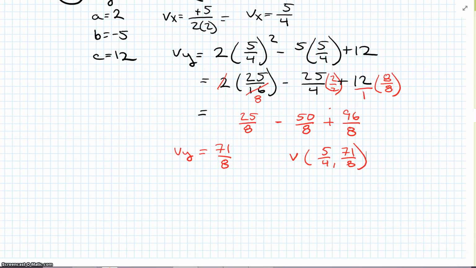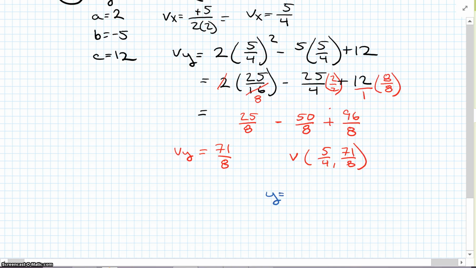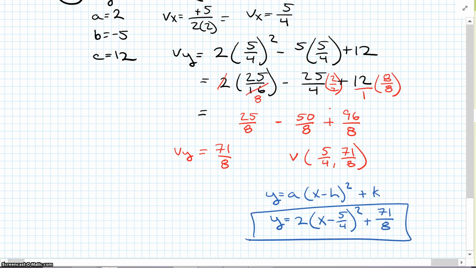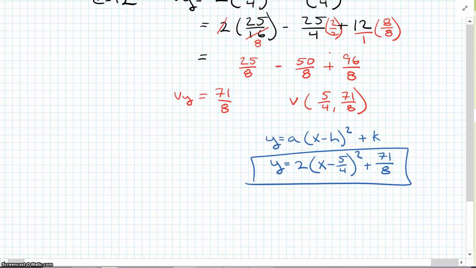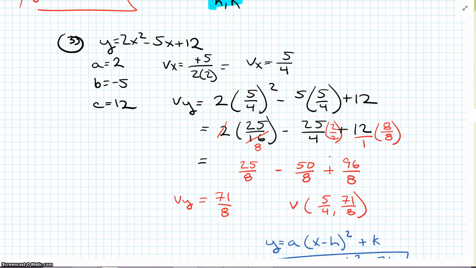So can I write this now in vertex form? Absolutely. Y equals, you remember, a times (x minus h) squared, no matter how ugly it looks, plus k. So y is going to equal 2 times (x minus 5 over 4) squared plus 71 over 8. Okay. That concludes it for this.